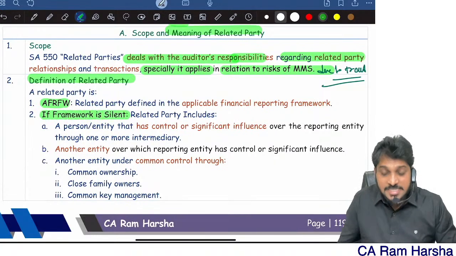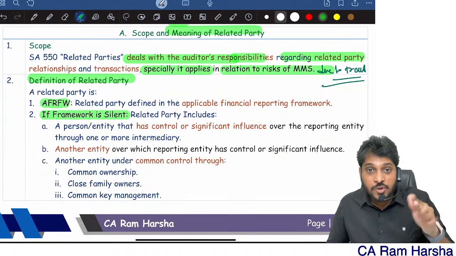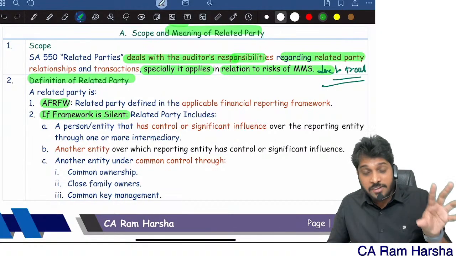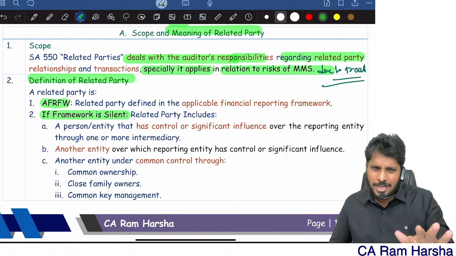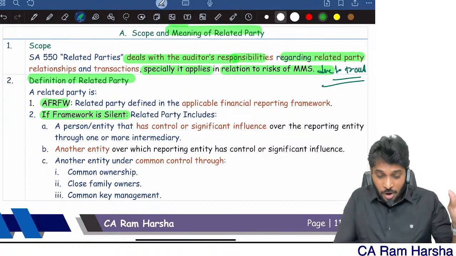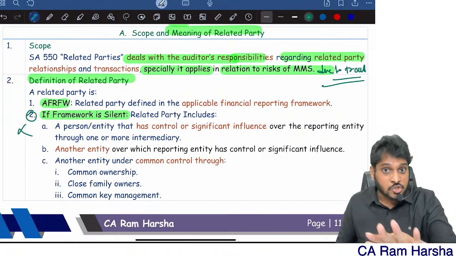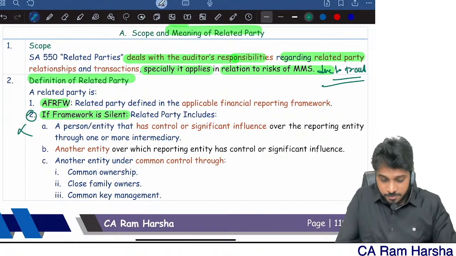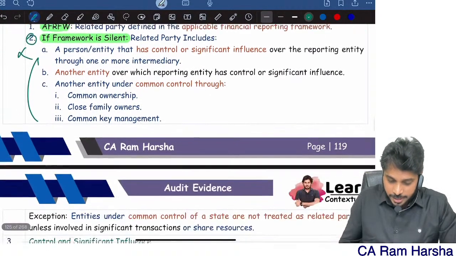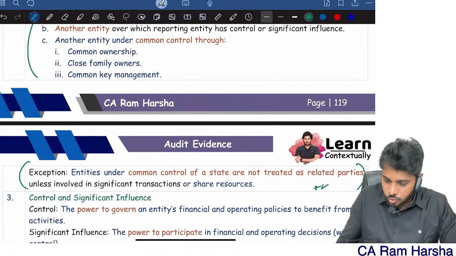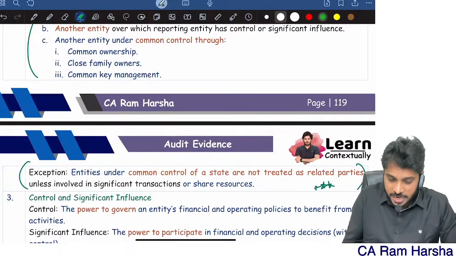Suppose the framework is silent, suppose the accounting standard has no related party requirement, or Ind AS does not talk about related party. Actually, in reality they do talk about it. So the auditing standard's related party definition is basically useless. But in exams, MCQs, they might ask. In one of the MCQs, they asked this point.